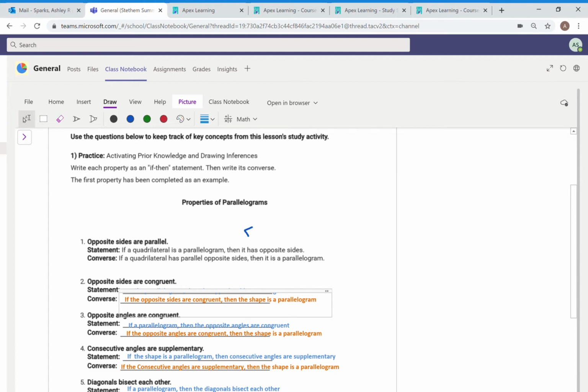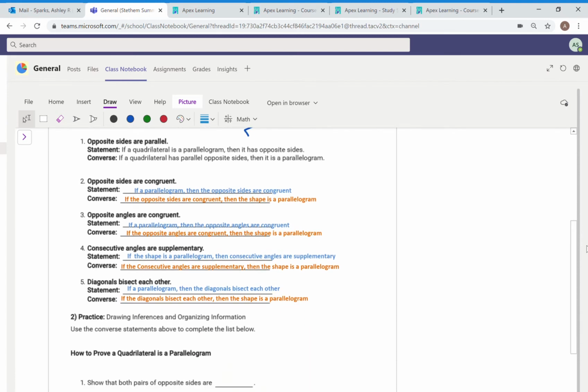Again, if a parallelogram, the opposite angles are congruent. Well, if the opposite angles are congruent, I know that shape is a parallelogram. It's a way I can prove it. We like to prove things in math, not take guesses. If a shape is a parallelogram, I know those consecutive angles, the angles next to each other, are supplementary. Well, if the consecutive angles are supplementary, the shape has to be a parallelogram.